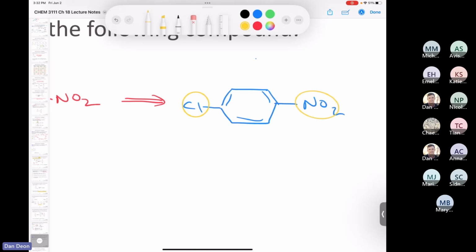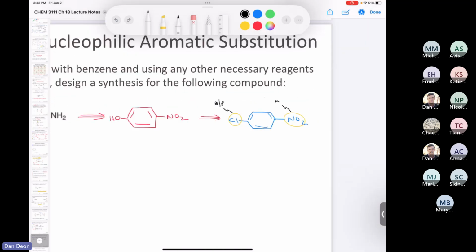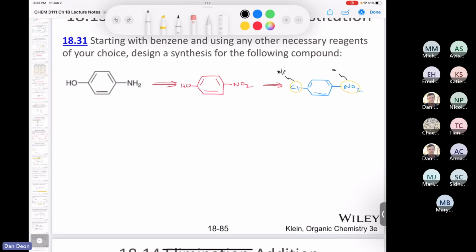Because the chlorine is an ortho para director, and it's going to direct at the para position, because the only time we assume the ortho is when it's toluene. But the nitro is a meta director, and so that would direct to these positions, whereas the chlorine is going to direct to this position. So we'll put the chlorine in first. So now we have a start to our synthesis.